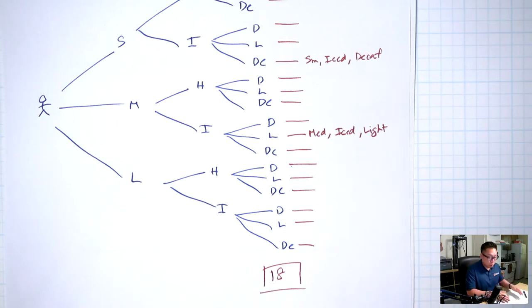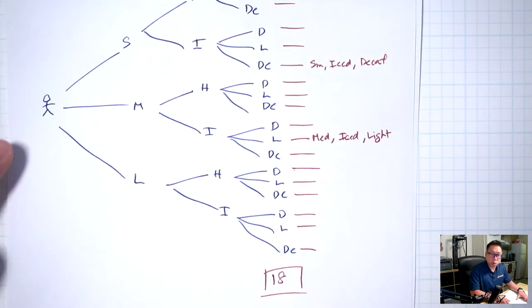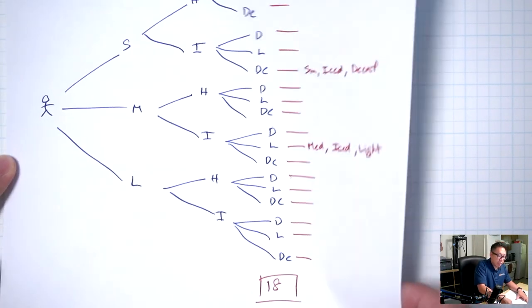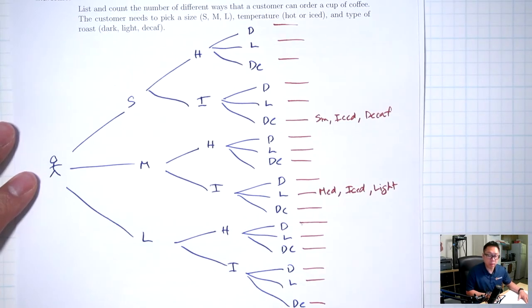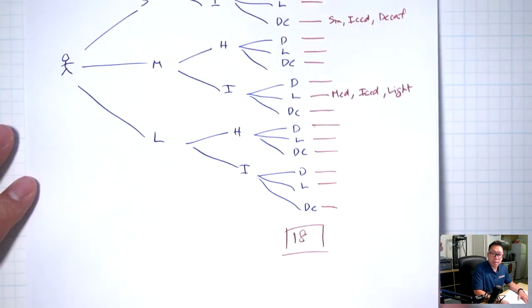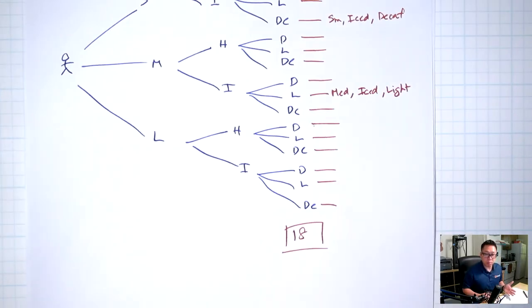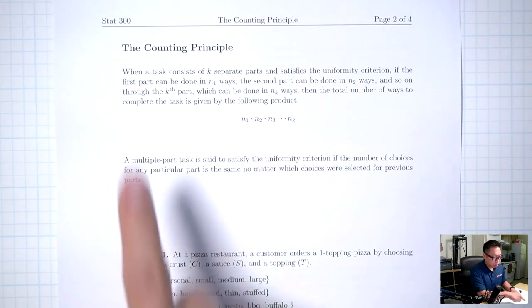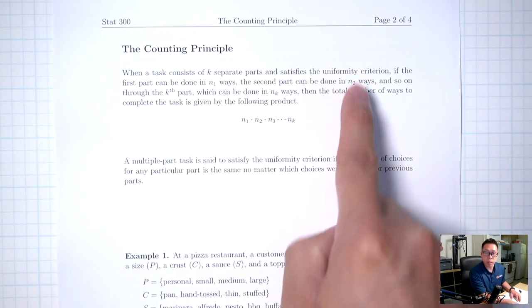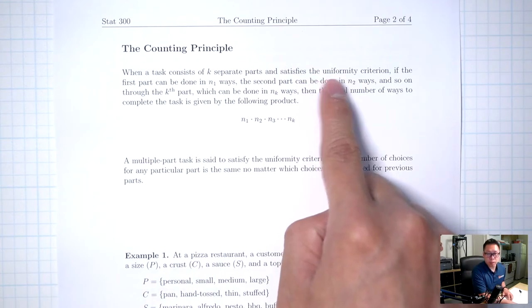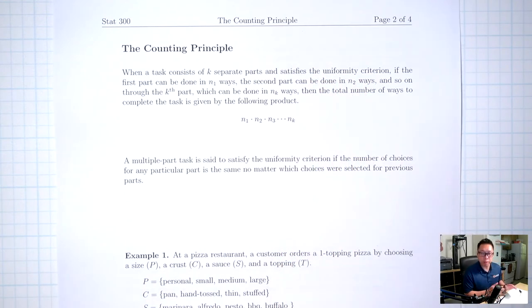Now, that was a little annoying to have to draw this picture. So the question is, is there another way that I can get to this 18 without having to list out all the possibilities? And the answer is yes. And we're going to use what's called the counting principle. The counting principle says when a task consists of k separate parts and satisfies the uniformity criterion. So for now, don't worry about the uniformity criterion. I'll explain what that is a little bit later.